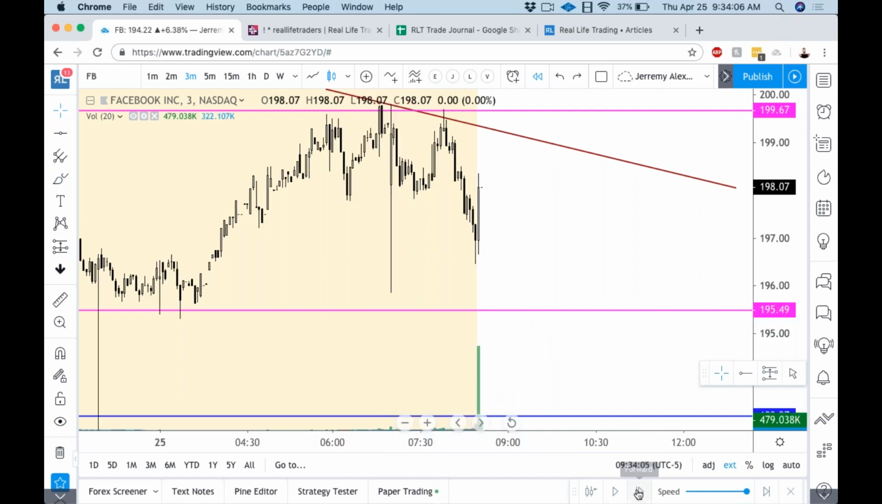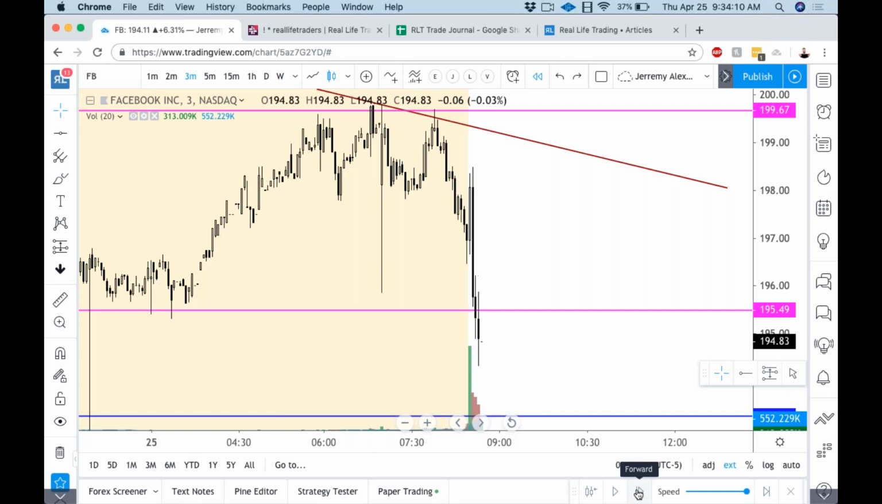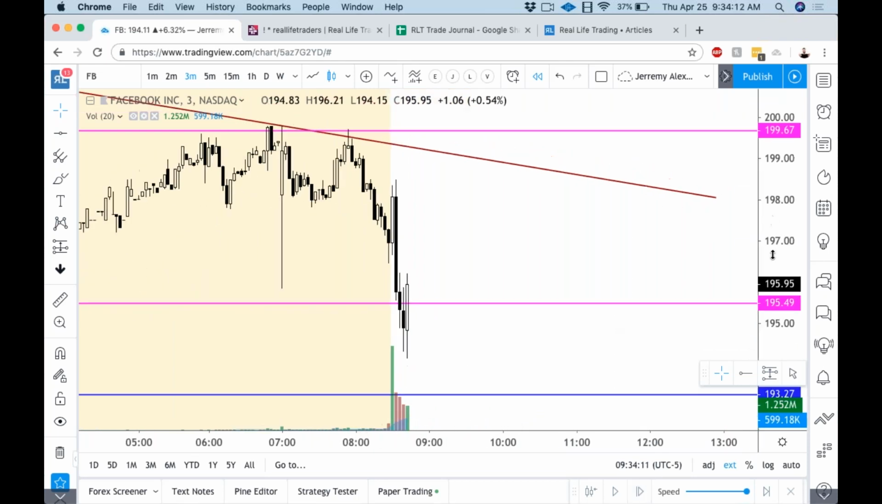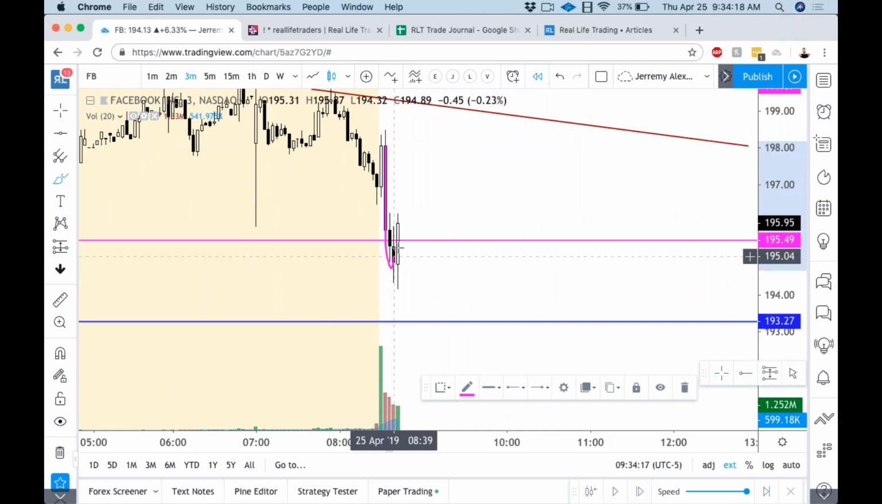Because remember, a lot of people are profitable on Facebook, so they're looking at getting in short. All right, so this is the retest right here. So again, bullish candle, breakdown, here's the support, retest, and then here's the potential rollover.